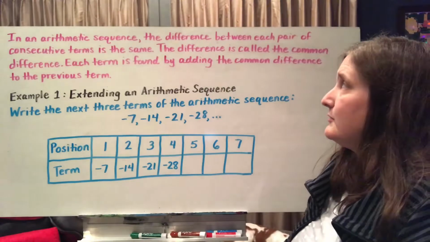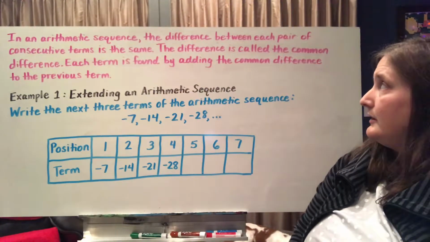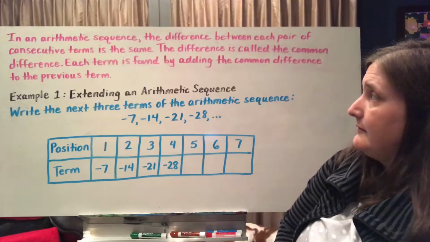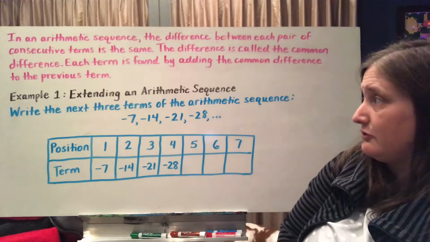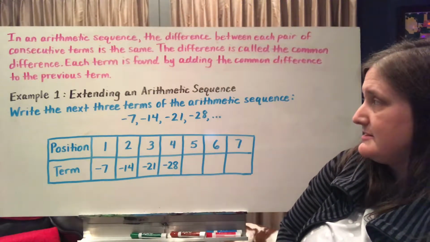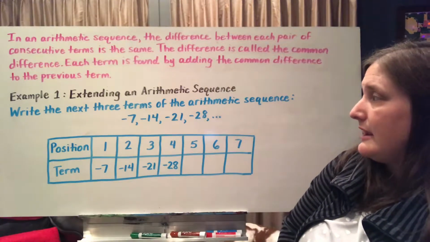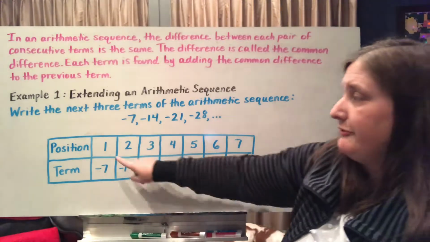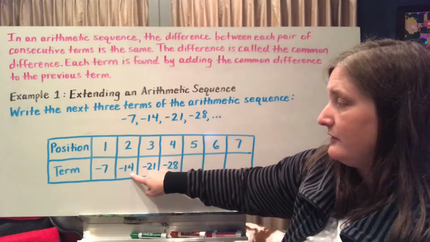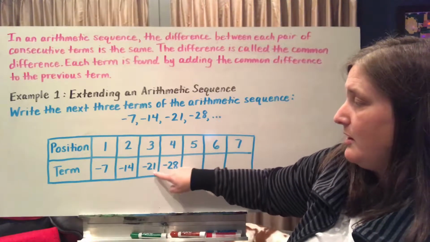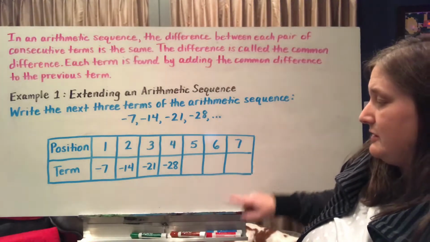So in an arithmetic sequence, the difference between each pair of consecutive terms is the same. That difference is called the common difference, and each term is found by adding the common difference to the previous term. So here they want us to extend this arithmetic sequence by finding the next 3 terms. So I've created a small chart here. The first number in the sequence was -7, the second -14, the third -21, and the fourth -28. And they want us to find the next 3 terms.